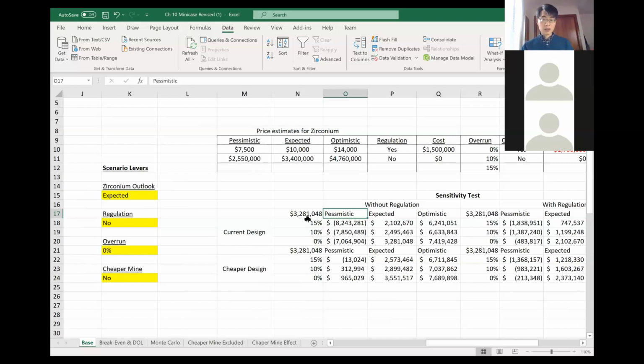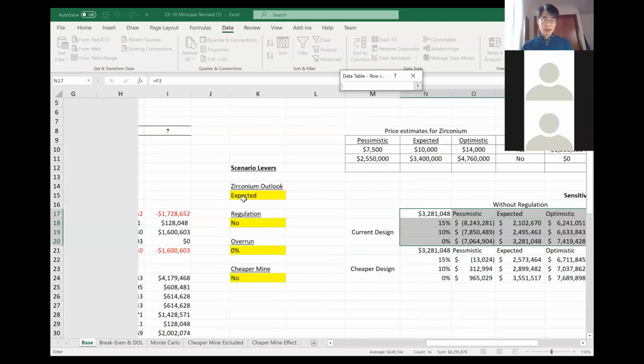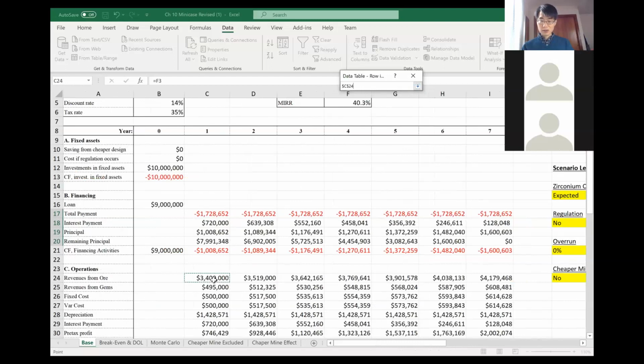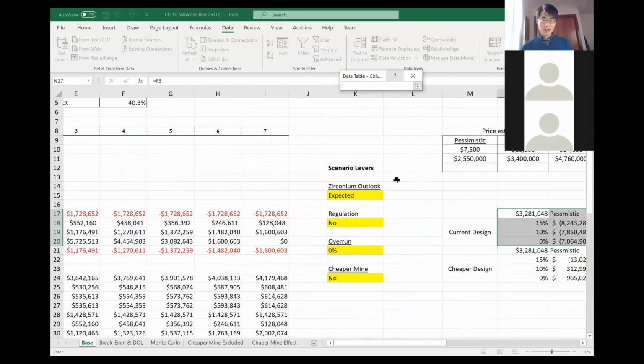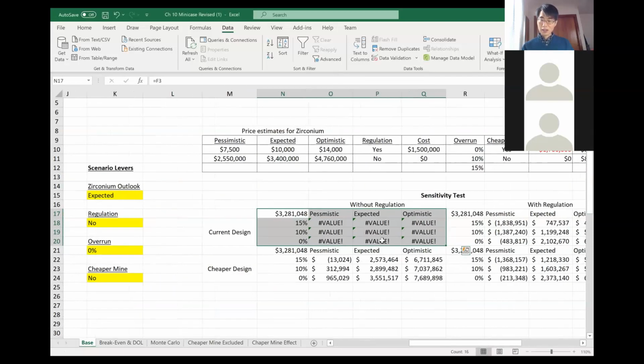So for example, when you highlight this and go to What-If Analysis and Data Table, and you say the row input cell is the revenue, then it'll give you crazy numbers. And the column input cell is, so this was the cost overrun. So let's say this is here. When I press enter, you will get the error message.